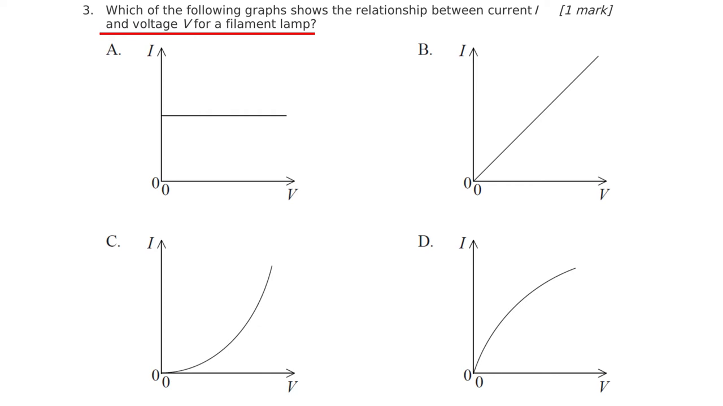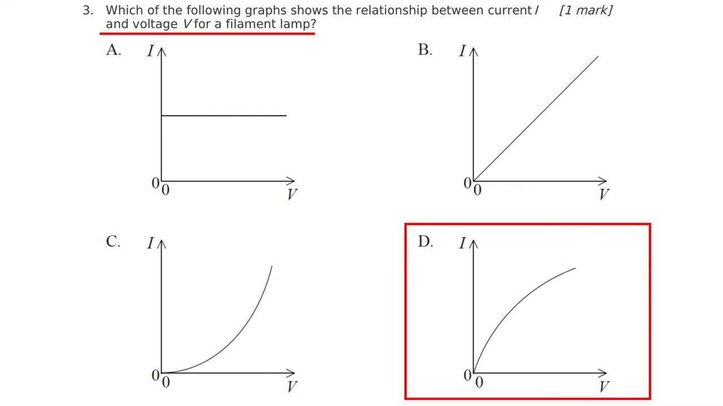Now, what we should be aware of is that the kind of graph we get for a filament lamp is D, and that's the answer here, but I want to talk about why that is. I'm going to draw a quick line here. What you should be able to see is that initially our resistance is fairly constant. For low values of V, we've got a fairly constant value, that's our ohmic conductor.